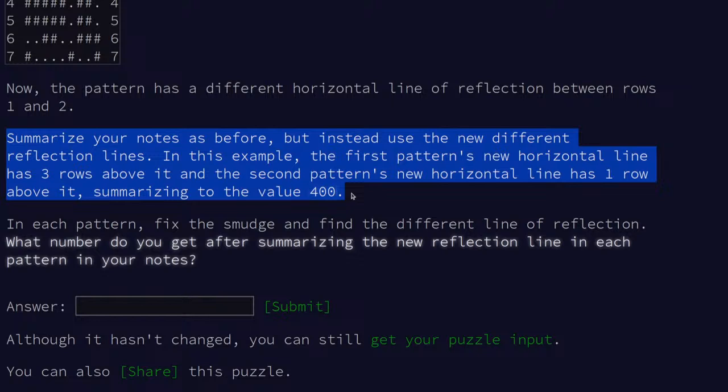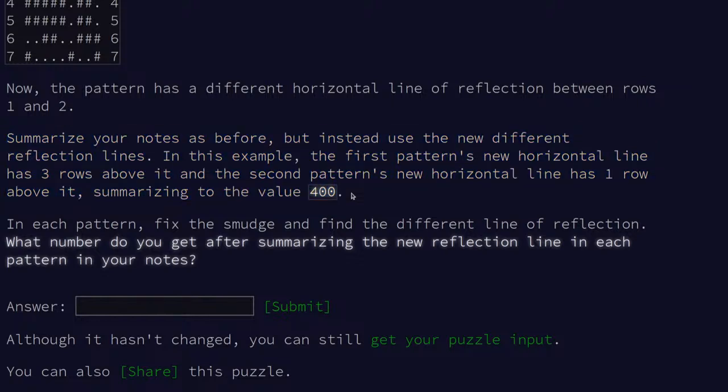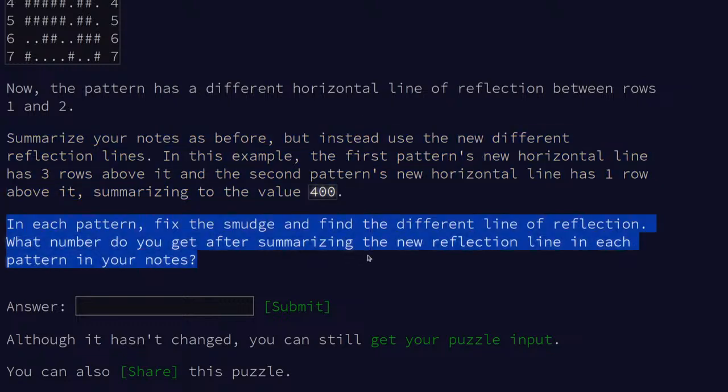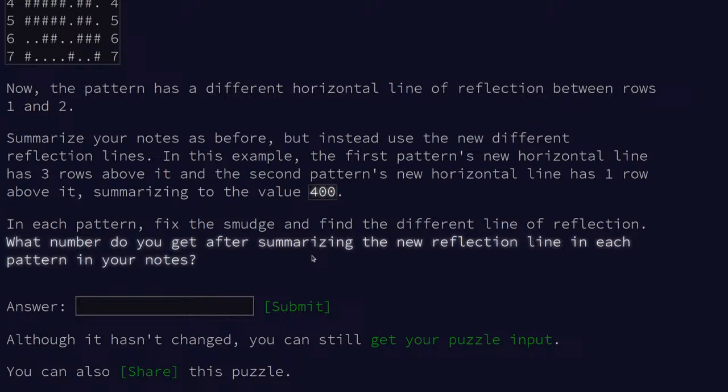Summarize your notes as above, but instead use the new different reflection line in this example. Okay, we only want the horizontal, right? But I think they haven't mentioned anything here. Because the first pattern has a horizontal line, 3 rows above it. So 3 times 100 plus 1 times 100 is 400. And they are completely not taking any consideration of vertical lines.